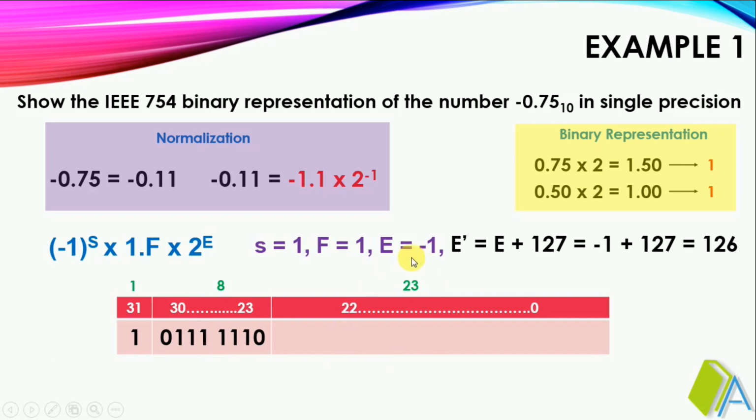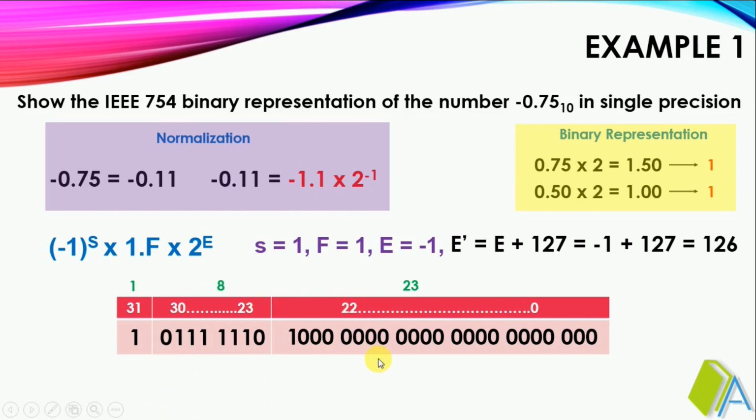We need to fill 23 bits of fraction, but we have only 1 bit in the fractional field. The remaining 22 bits will be filled with zeros. This is the way we represent the obtained normalized binary number in single precision floating point format.